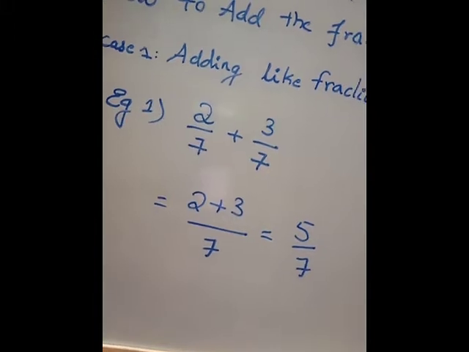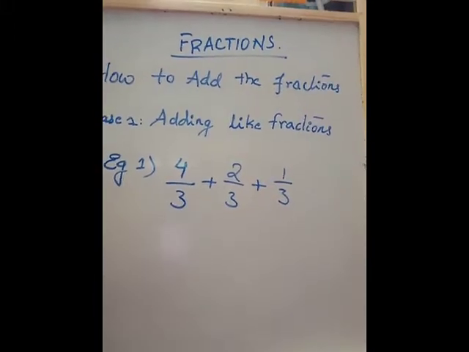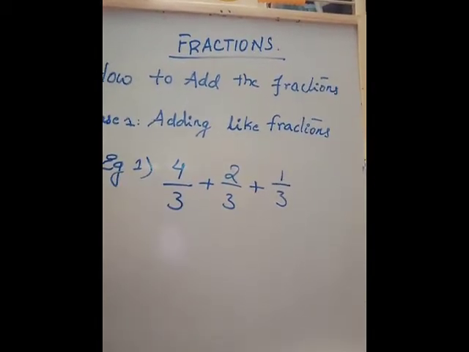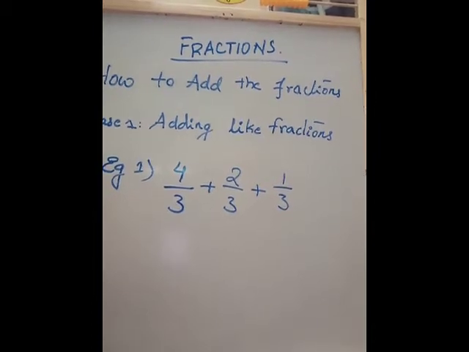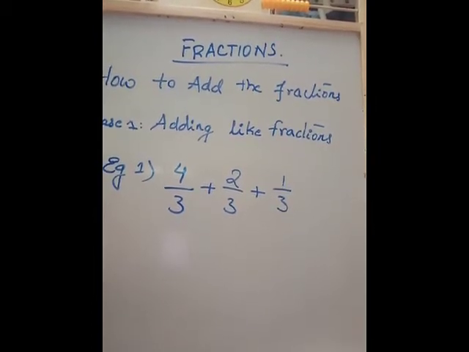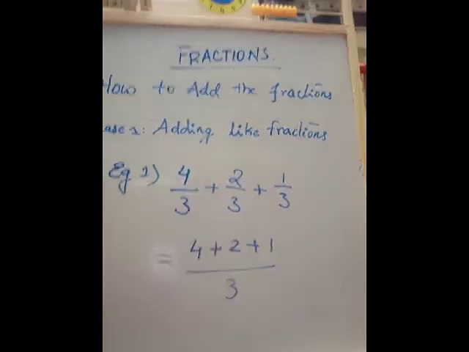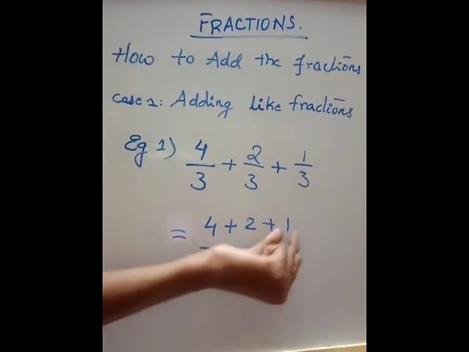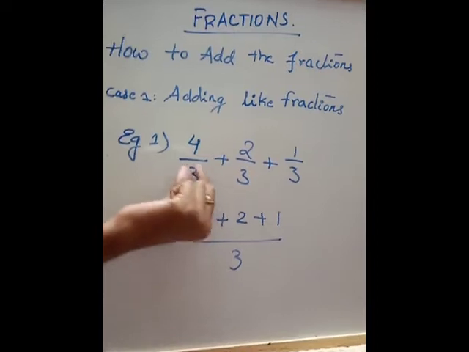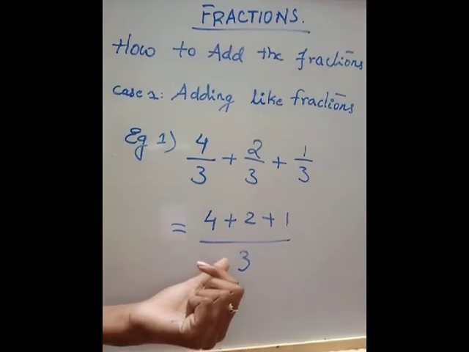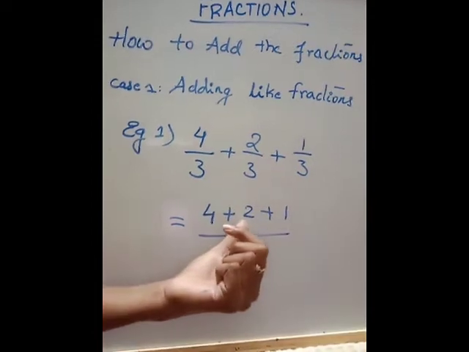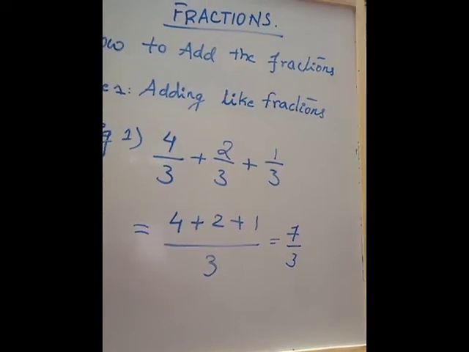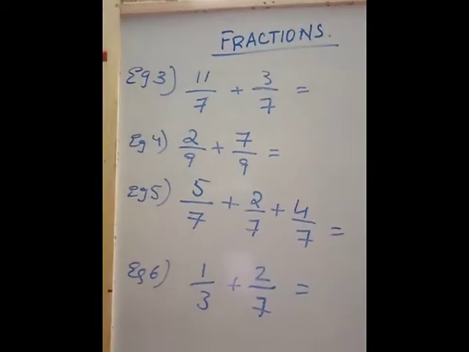Let us see the other example. Here I gave you 3 like fractions: 4 by 3, 2 by 3 and 1 by 3. How to add these 3 like fractions? As the denominators are the same, just add the numerators: 4, 2 and 1. So 4 plus 2 plus 1 by the common denominator, which is 3. 4 plus 2 is 6, 6 plus 1 is 7. So the answer is 7 by 3.